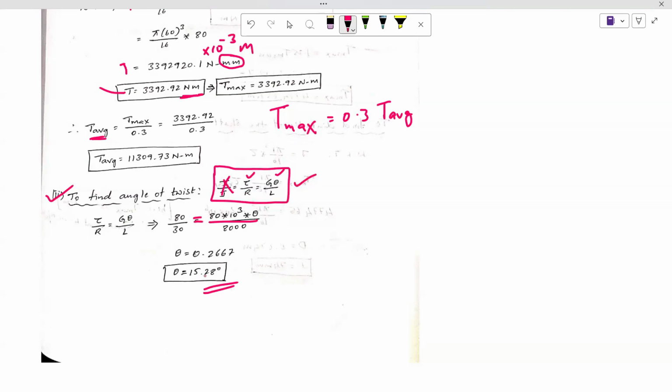So from this problem, we have found out the power transmitted and the angle of twist. For the power transmitted, we used the formula 2 pi NT divided by 60, and for the angle of twist, you need to go for the torsional equation.